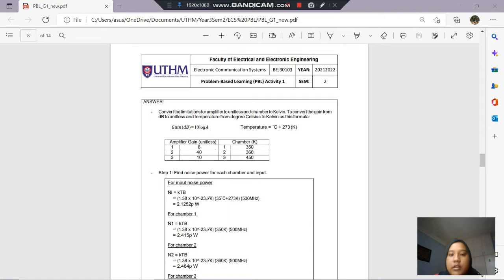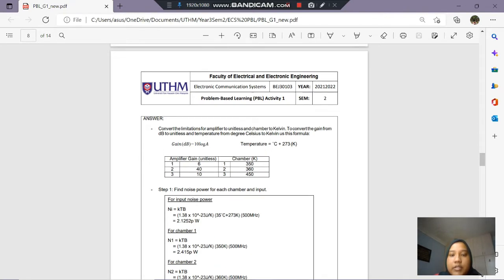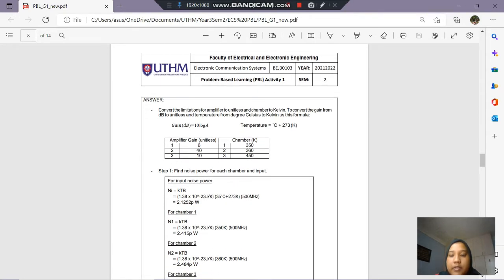For the temperature, the result is in Celsius, but to convert to Kelvin, we need to add 273. For chamber 1 we get 350 Kelvin, chamber 2 is 360, and chamber 3 is 450. That's our result for this PBL activity 1.